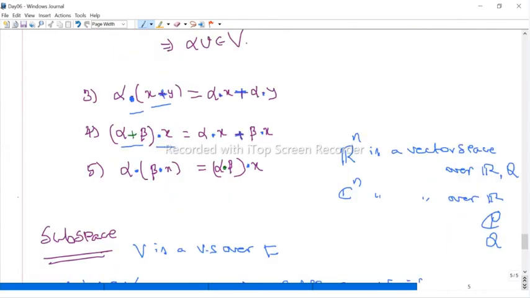And sometimes they will take one more condition. Suppose V is any element and 1 is a scalar, we get 1 times V equal to V. Usually they will write that. So if these properties are satisfied, then we say V is a vector space over F. Generally, vector space means the first condition is that with respect to addition it forms a group. It's an abelian group. That is, with respect to addition it satisfies the associative property, the identity property, the inverse property, and A plus B equal to B plus A.